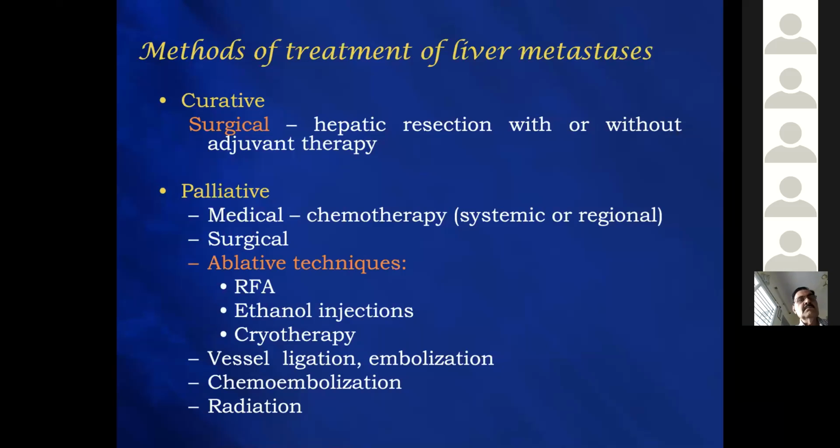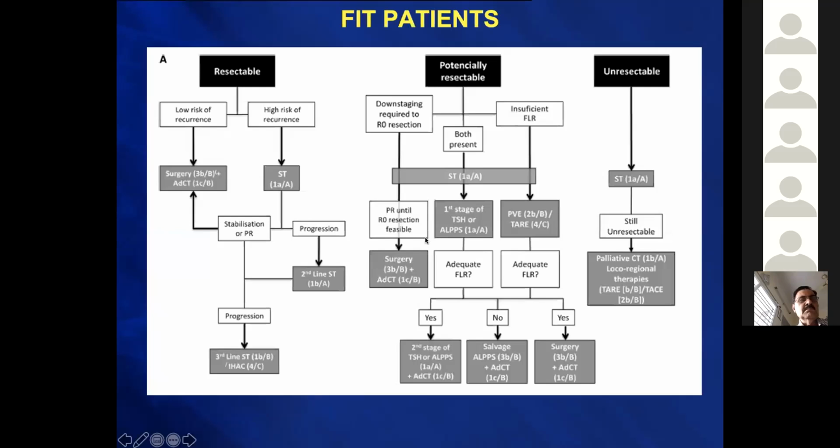Palliative surgeries are also possible, like wedge resections of liver lesions in medically unfit patients where limited surgeries can be done. Ablative techniques like radiofrequency ablation, ethanol injections, cryotherapy, vessel ligations, or embolization of the vessels, chemoembolizations, radioembolizations, or external beam radiation or stereotactic radiation. So when we look into these things for fit patients, what can be done? Resectable tumor, potentially resectable tumor, unresectable tumor.